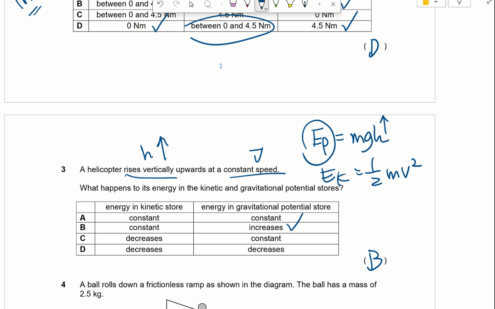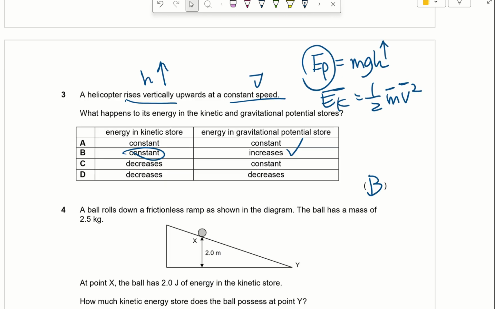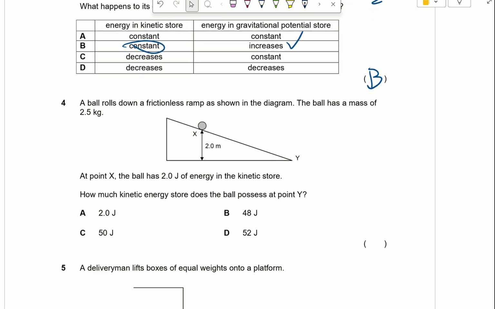But let us take a look at the energy in the kinetic store. Because the mass is constant, the helicopter is the same mass throughout the journey. The velocity or speed is constant. Therefore, the energy in the kinetic store will be constant. So answer is B. Okay, a ball rolls down a frictionless ramp as shown.